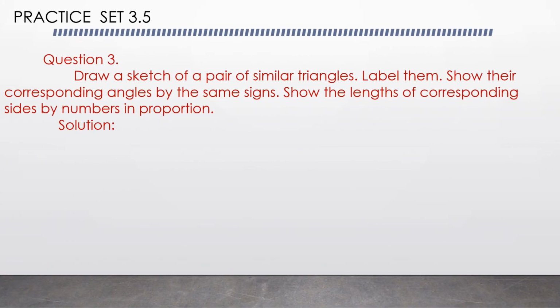Number 3. Draw a sketch of a pair of similar triangles. Label them and show their corresponding angles by the same sign. And show the length of corresponding sides by numbers in proportion. In this question, you have to draw a pair of similar triangles and label them and show the corresponding angles and show the length of the corresponding sides.